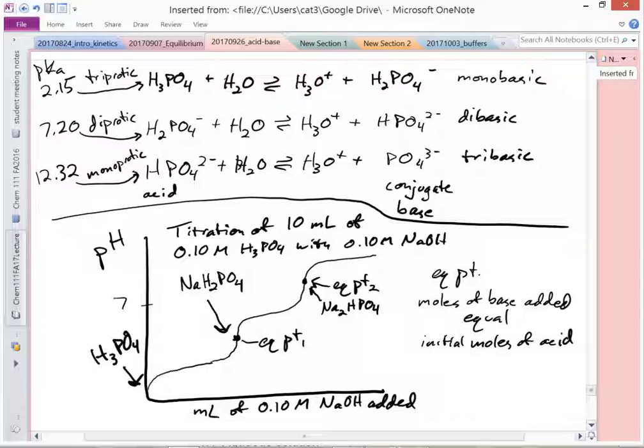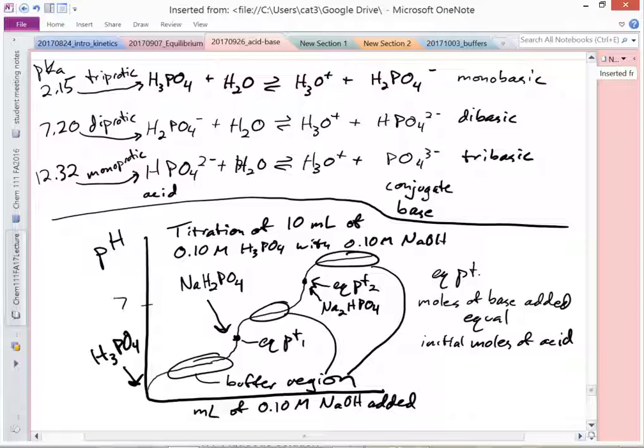That's an unbuffered region. The buffered region is where the pH is changing more slowly. You can circle them, you can sort of bracket them, you can do whatever you want. Buffer region: anywhere where pH is changing slowly.